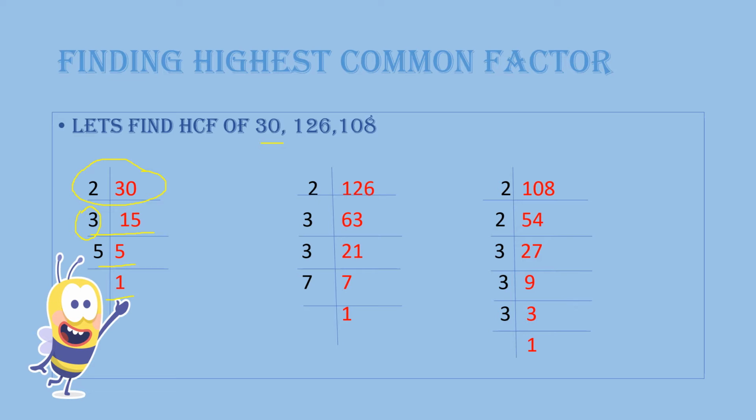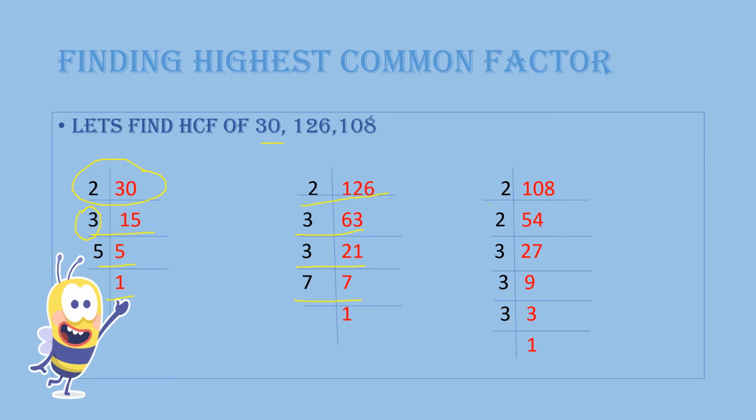By dividing 126 by the lowest prime number, which is 2, I get 63. And 63 is not divisible by 2, so I move on to the next prime number, that is 3, which gives me 21. And again, 21 is divisible by 3, so I divide it by 3 and get 7. Since 7 is also a prime number, it is only divisible by itself, so I divide 7 by 7, I get 1. Now move forward to 108.